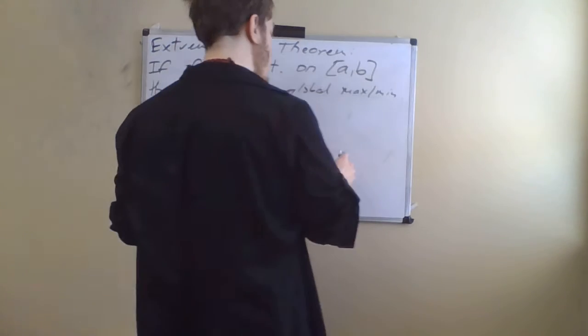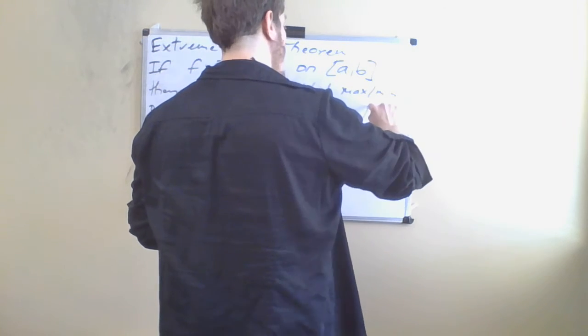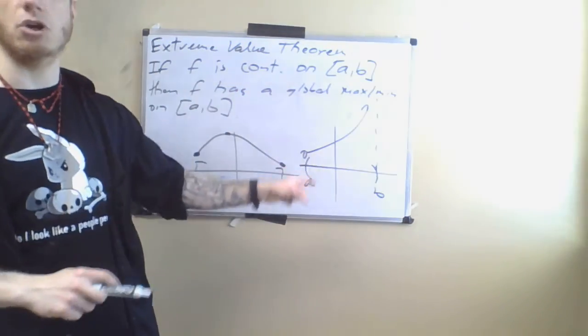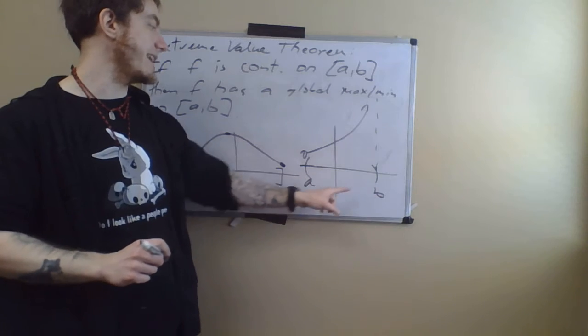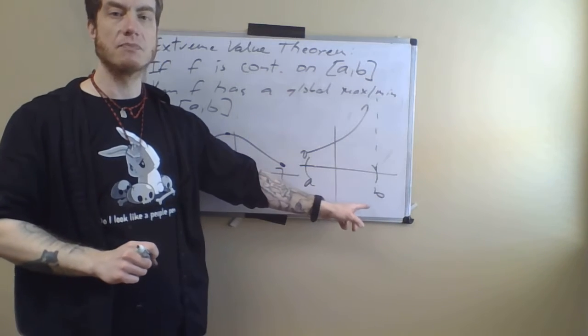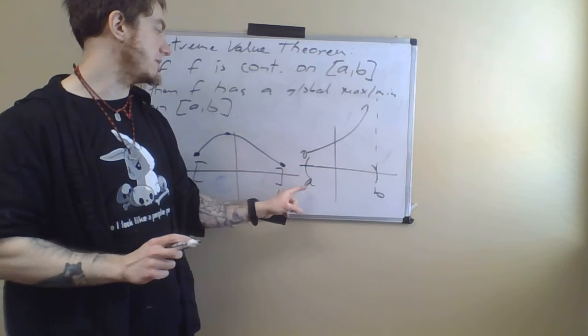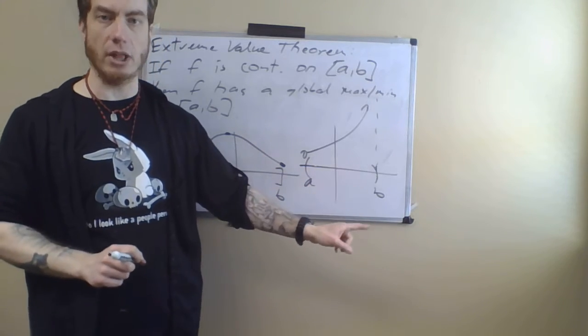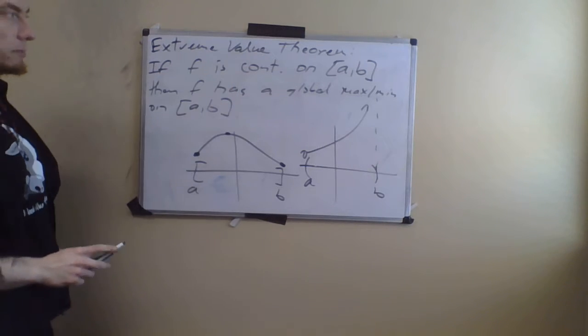Now this isn't true if we go with an open interval A to B, because now I don't have to hit my endpoint, and I could climb up to some sort of a vertical asymptote at the endpoint. So in this case, I have a continuous function on the interval A to B. It has no global minimum or maximum, but that's okay because this is an open interval A to B. This only works if we have a closed interval.